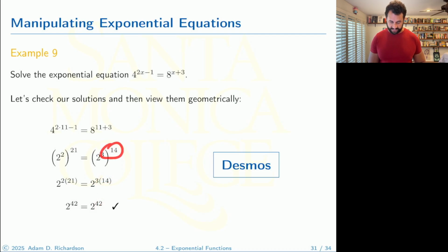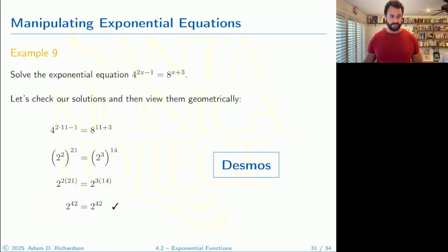Real quick, if you can't see that 3 times 14 is 42, remember those techniques we talked about in chapter 1. What's 3 times 10? 30. And what's 3 times 4? 12. What's 30 plus 12? 42. Yeah, there you go. Break it up into those chunks. So this is actually correct.